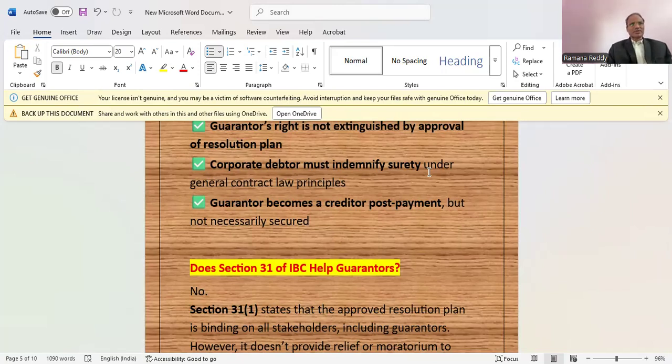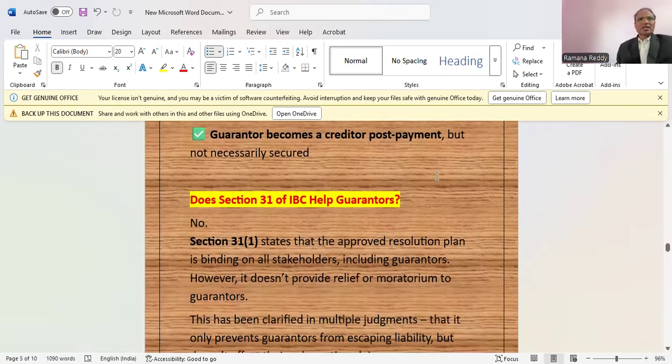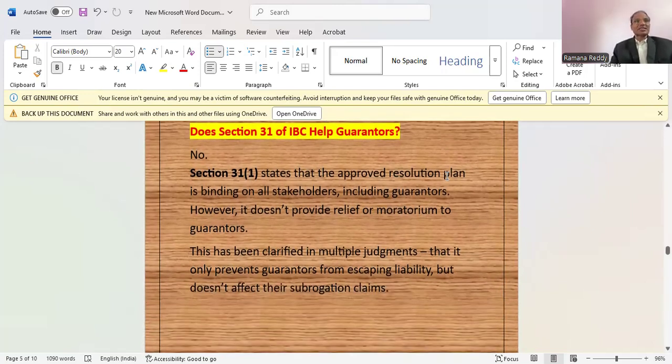Here is one question: does Section 31 of the IBC help guarantors? The answer is no. Section 31(1) states that the approved resolution plan is binding on all stakeholders, including guarantors. However, it does not provide relief or a moratorium to guarantors. This has been clarified in multiple judgments. It only prevents guarantors from escaping liability, but doesn't affect their subrogation claims.